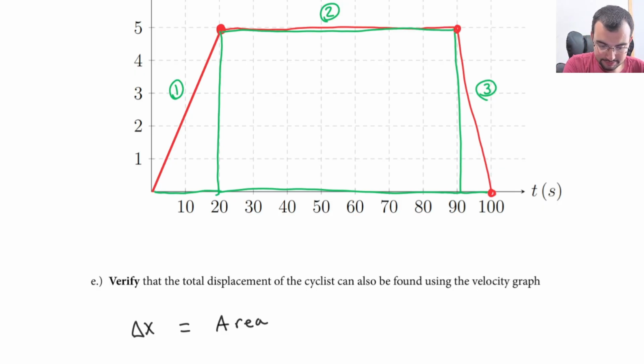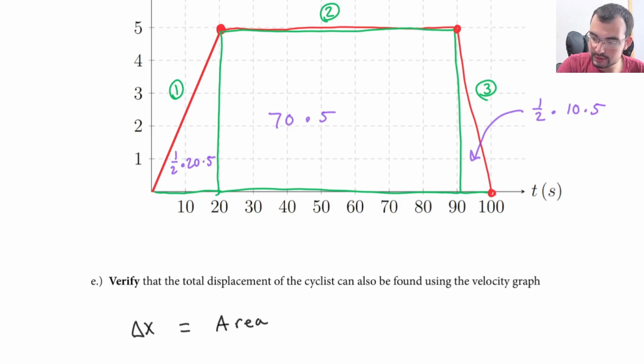All right, segment 1. This is 1/2 times 20 times 5. Segment 2 is just the difference between 20 and 90, which is 70, so 70 times 5. And then this one down here is going to be 1/2 times 10 times 5.